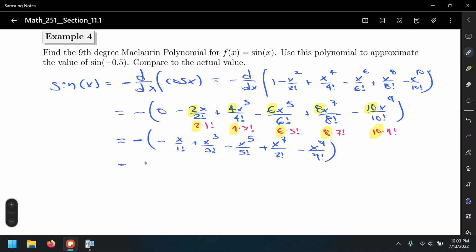So in this case, x minus x cubed over 3 factorial plus x to the 5th over 5 factorial minus x to the 7th over 7 factorial plus x to the 9th over 9 factorial. So that's our P9 of x.